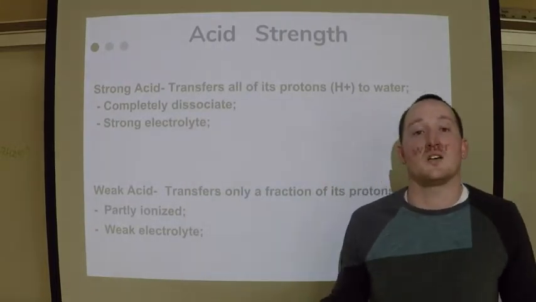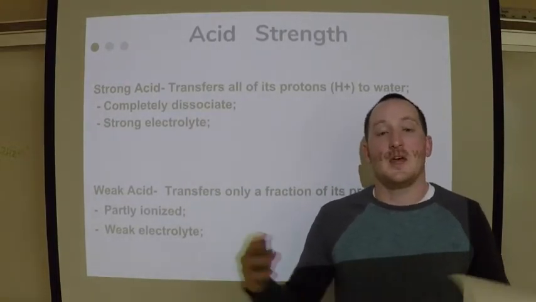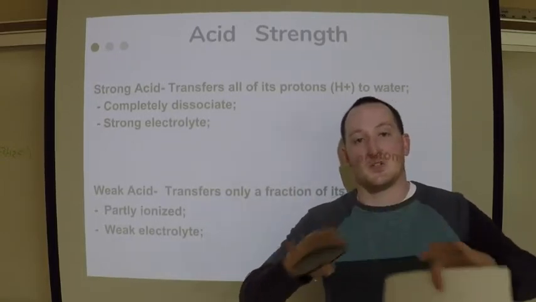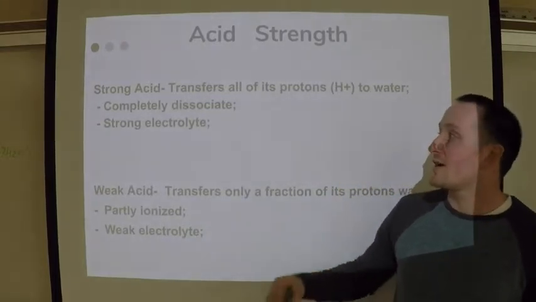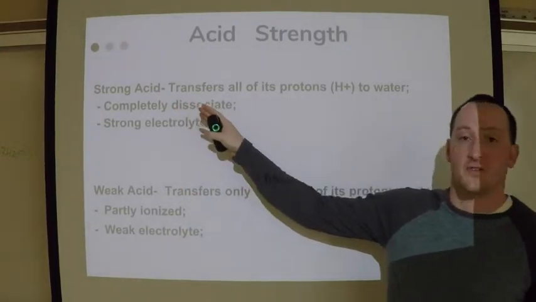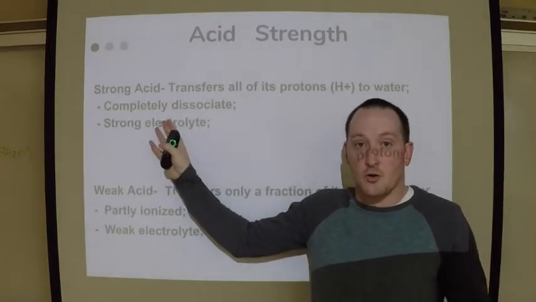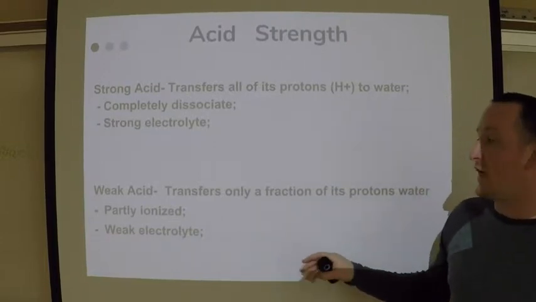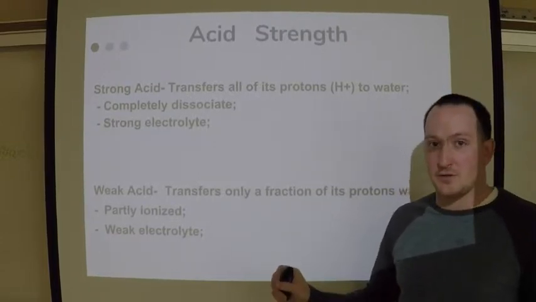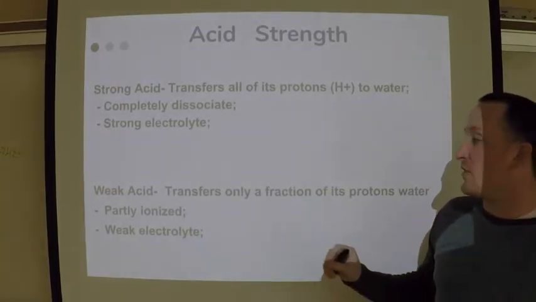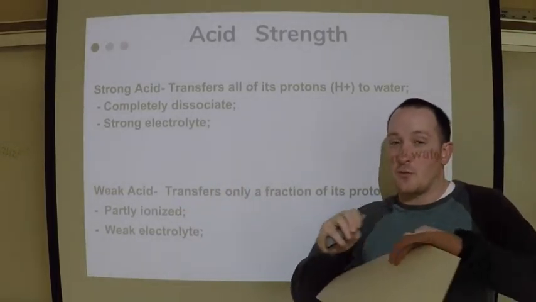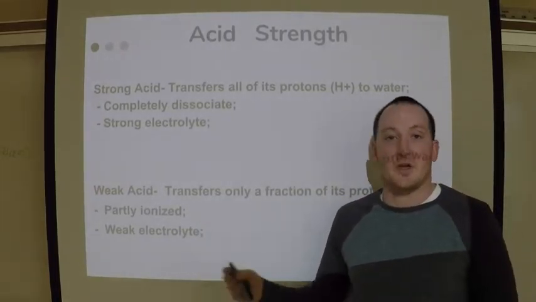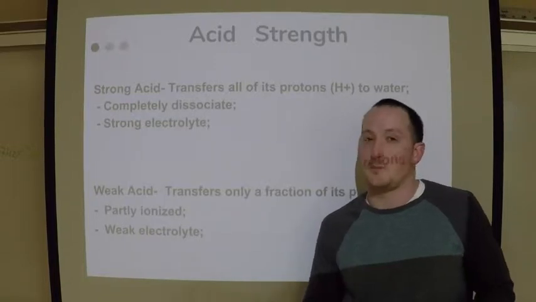Okay, so to associate, or an association, is a coming together of stuff. To dissociate is to break apart. So completely dissociating is what strong acids do. They're also very strong electrolytes because they separate. Weak acids, on the other hand, only transfer a part of their hydrogens. They only partly ionize, which means they only partially break apart, and they are weak electrolytes. So they do not conduct electricity very well. They do a little bit, but not a lot.